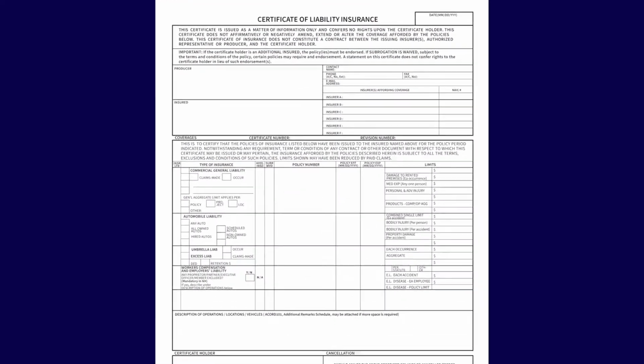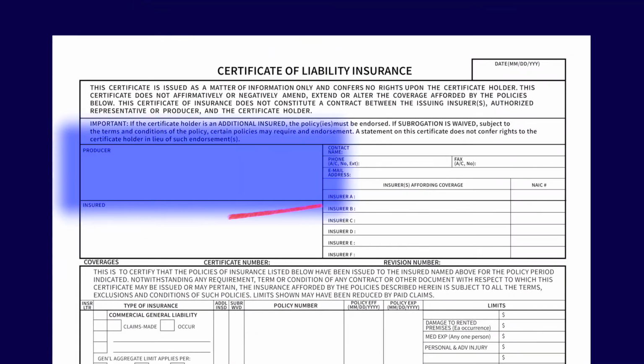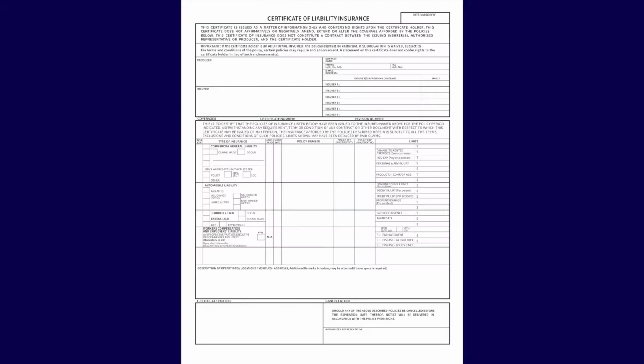Number 2, the producer. This is the name of the insurance agency or broker that issued the certificate. Number 3, the producer's contact information is often listed in this section, so you can reach out to the agent if you have any questions or need to request revisions. Not all agents will work with third parties for revisions, so you may have to bring in the vendor, the person who purchased the insurance policy, when requesting corrections.